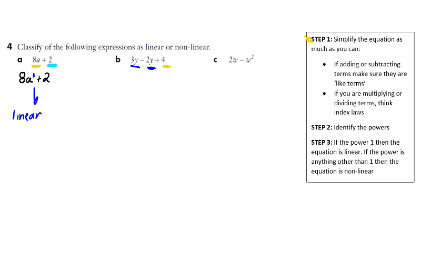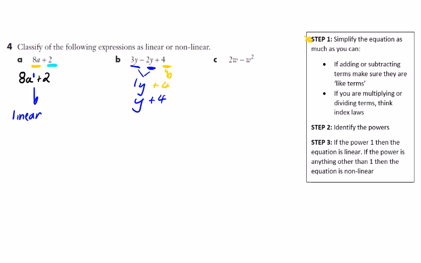Because the two y's are like terms, we can actually complete that. 3y take 2y is going to leave us with 1y, which we can also just call y. And then we can just bring down our 4, so that's going to be plus 4. Another way of writing that is we can drop the 1 off and just call it y plus 4. So that's step 1 complete.